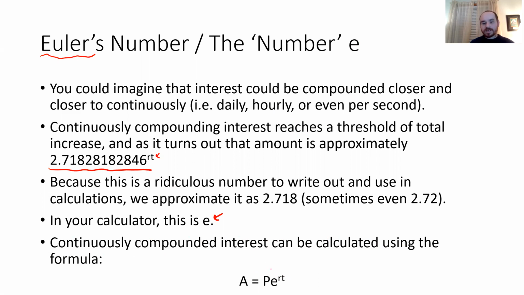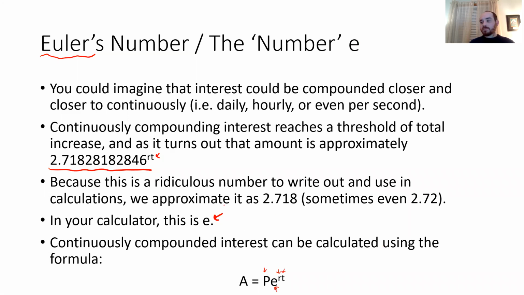Now, all the other numbers are the same. This is still principal. This is still rate. This is still your time in years. And now E is just a value that's actually in your calculator. Even my phone calculator has E in it. Your graphing calculators definitely do.